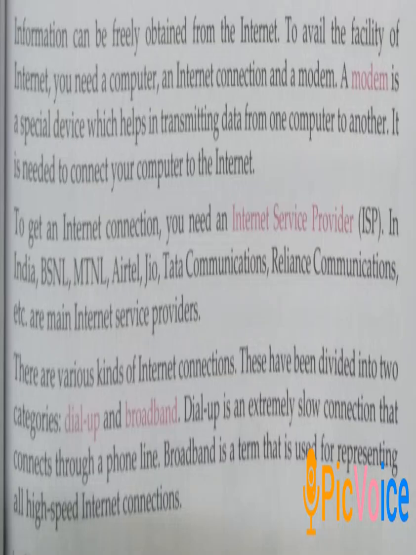Information can be freely obtained from the internet. To avail the facility of internet, you need a computer, an internet connection, and a modem. A modem is a special device which helps in transmitting data from one computer to another. It is needed to connect your computer to the internet. To get an internet connection, you need an internet service provider or ISP.